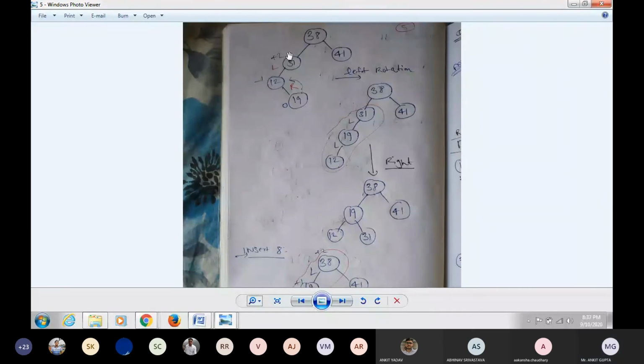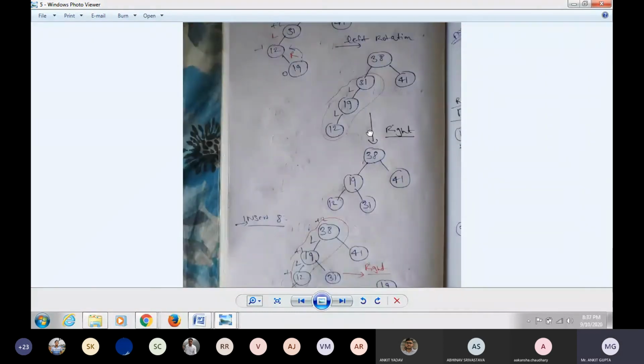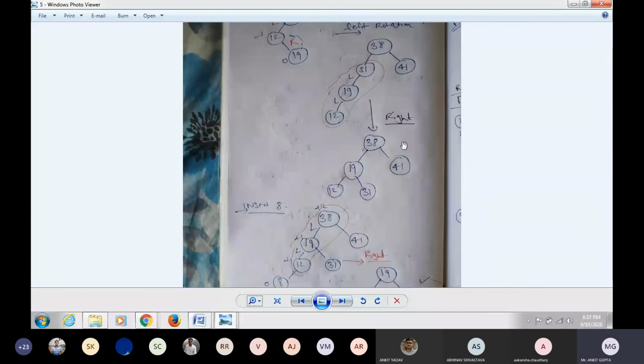First of all I have to apply the rotation. Because of left and right, it is LR. So first I have to rotate left, then rotate right. Left means 19 will go in the place of 12, and 12 will come in the left side of 19. So 19 and 31, it is LL. Now you have to apply right. 38 is fixed, 38, 41 fixed, so 19 will come in the right side of 31, and 12 in the left side of 19.